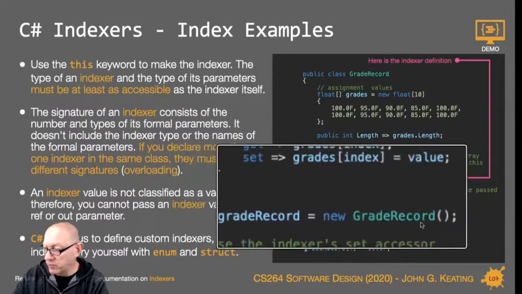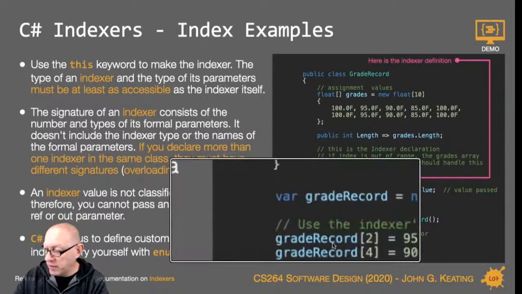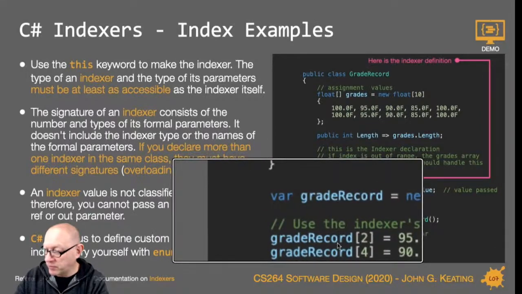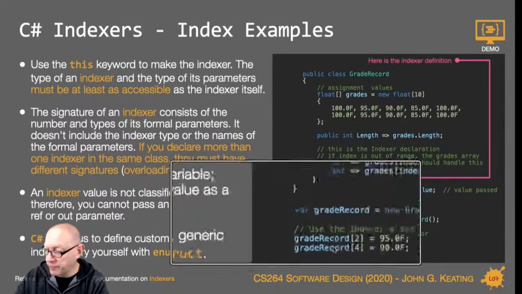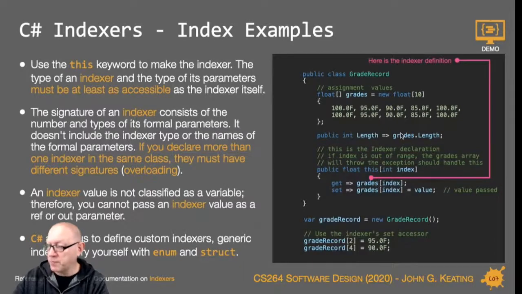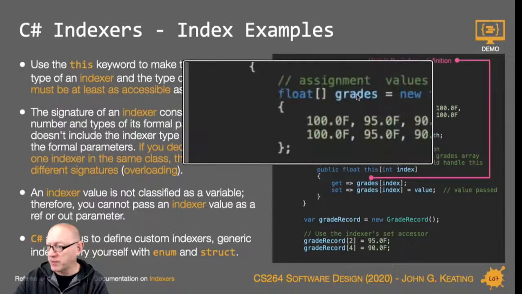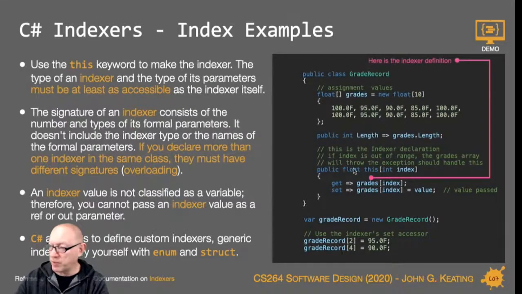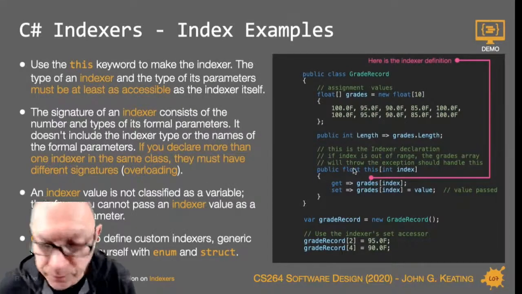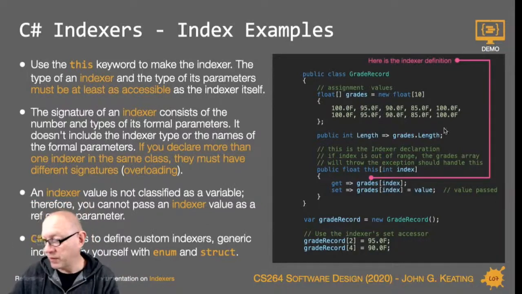So let's create a record, new GradeRecord, and then we can access it here. gradeRecord[2], gradeRecord[4]. That means that it's able to extract the grades. So we're hiding grades in many respects from the client. We can have a look at this as well, I suppose.